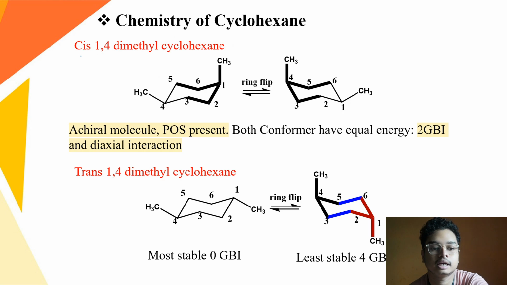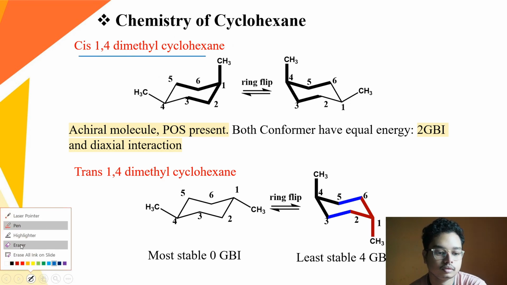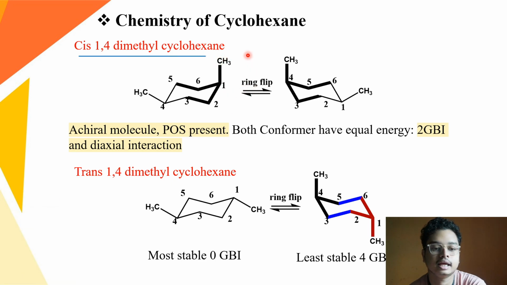Now let us talk about the very interesting one, that is cis 1,4-dimethyl cyclohexane. Like here, in the axial equatorial case, both are present in the upward direction. That means this is a cis compound. After doing a ring flip, we can find that both of these compounds have the same number of gauche butane interactions. It is a 2 gauche butane interaction, and also one methyl is present in the axial position in both of the cases. So there is a diaxial interaction also there.